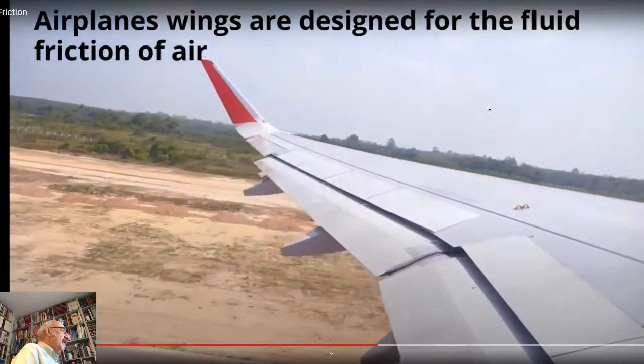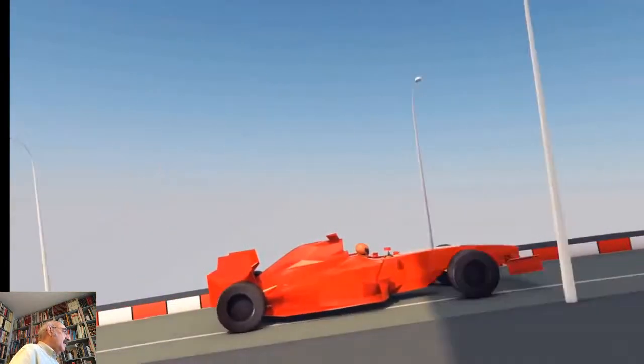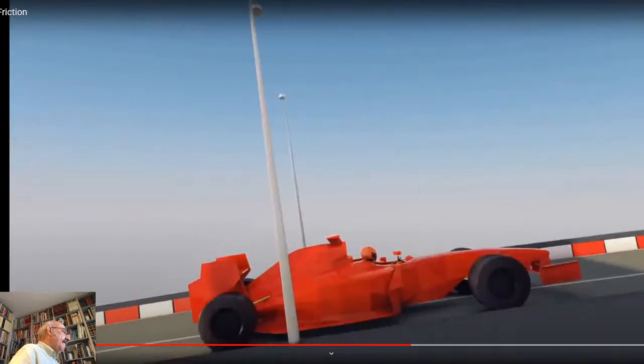Okay, so this is air, and these airplanes are designed to work with the fluid friction of the air. So that race cars are sleek and aerodynamic to reduce this fluid friction and go faster.